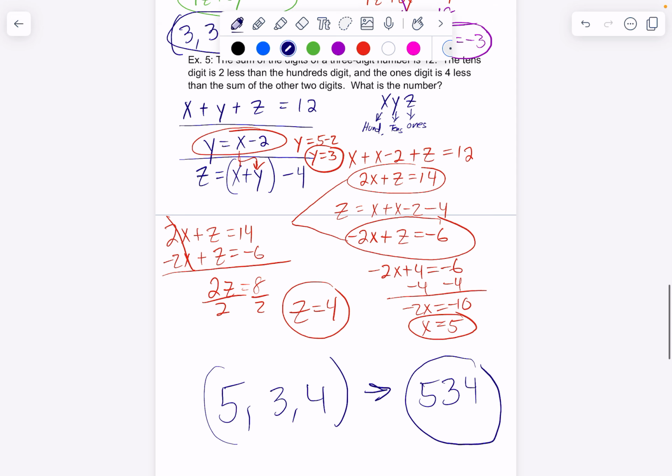And there you have it. And 5 plus 3 plus 4 is 12. It works. Y is the second term, so 3 does equal 5 minus 2. It works. And z is 4. That equals 5 plus 3, which is 8, minus 4. It works. Hope this helped a lot.